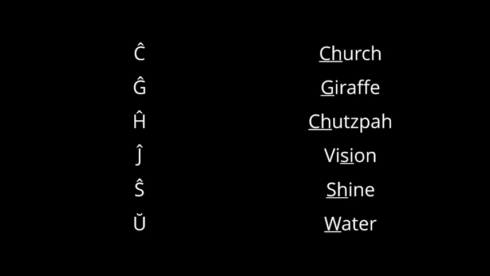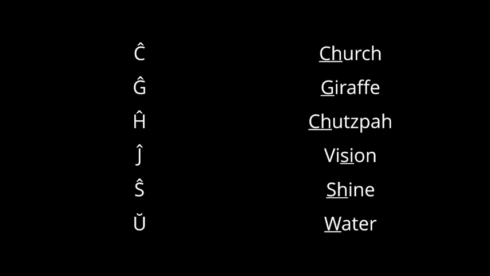The J with a circumflex is pronounced like the J would be in French rather than in German. Je. It's sort of like the sound at the middle of the English word vision. Je. Je. The S with a circumflex is pretty simple for most English speakers. It's the sound at the beginning of the word shine. Sh. Sh. Sh.